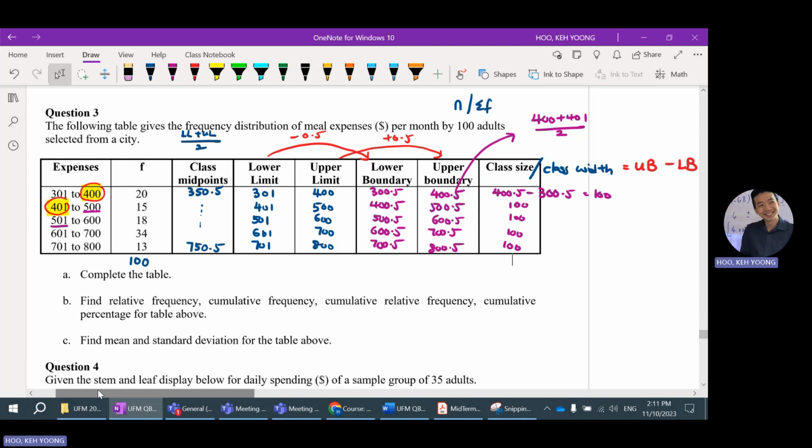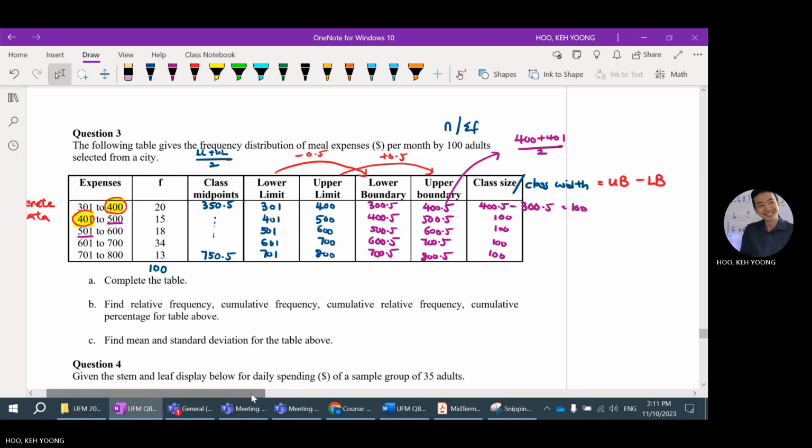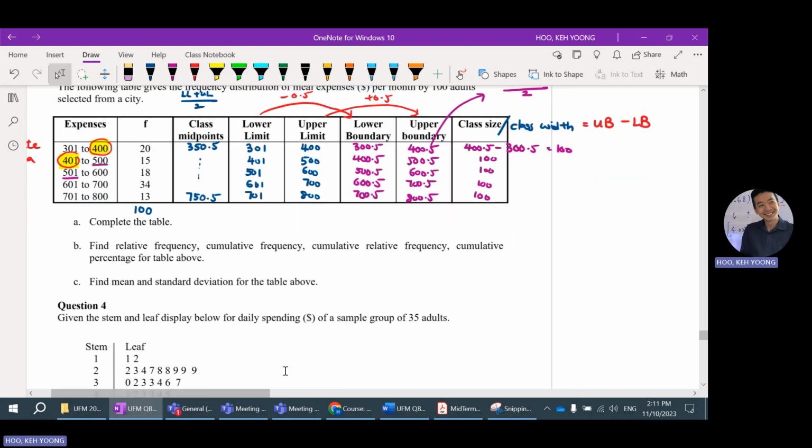Okay, next, question B. Fill out and find all these calculations here. You could either extend the table or create columns here. We have the frequency, so I just write down the frequencies here: 15, 34. It will be better if you put it horizontally, just extend it. If you don't have the space, then create another new table.